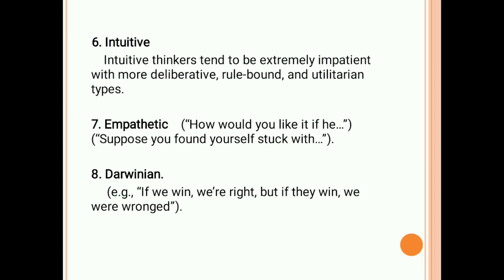And Darwinian is the final one. It is a concept that if we win, we are right, but if we lose, then the person in front of us who won is right and we are wrong. That is what Darwinian ethics shows. If we win, we are right, but if the person opposite to us wins, then we were wrong. So altogether there are eight styles of ethics.